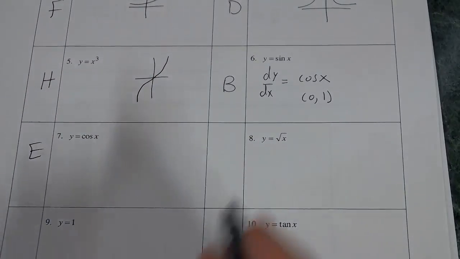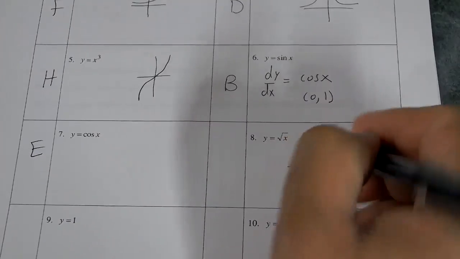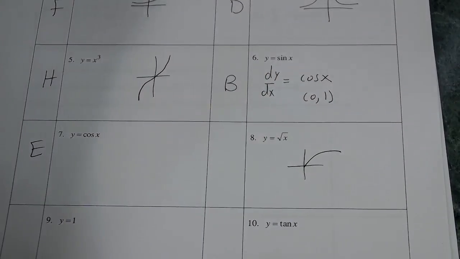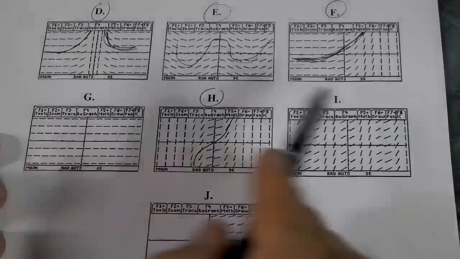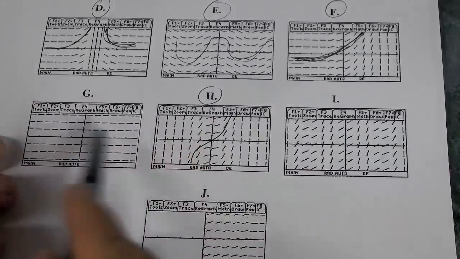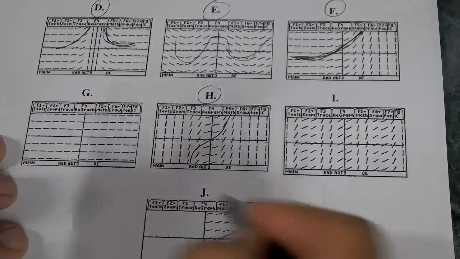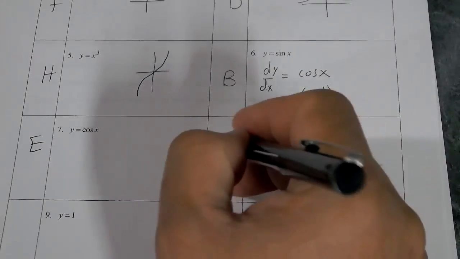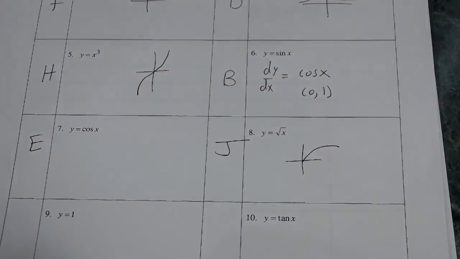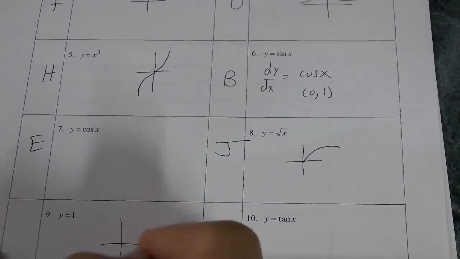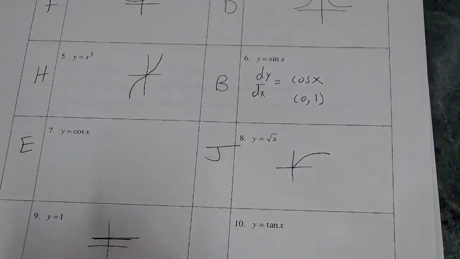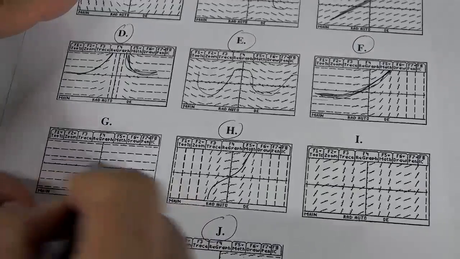Square root of x. Well, we know square root looks like that. So it's either G, I, or J. That's straight. This is what that looks like. See it? So it's J. Y equals 1. Y equals 1 is a horizontal line. That kind of gives it away, doesn't it? So that has to be G. Y equals 1.